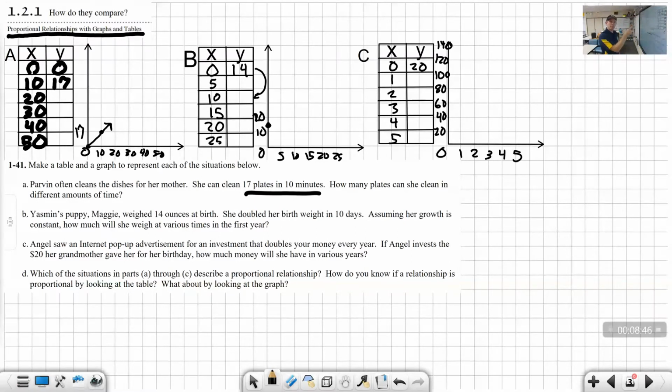Okay, now you have to complete the table, you have to complete the graph. Now, D, this is probably the most important question here. Which of the situations in parts A through C describe a proportional relationship? Which of these follows a pattern and starts at 0, 0? Okay, describe how you know.